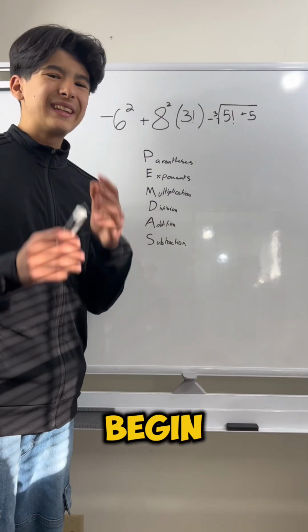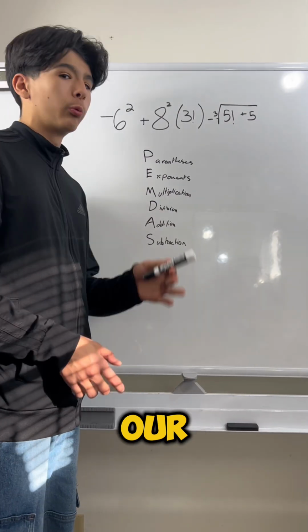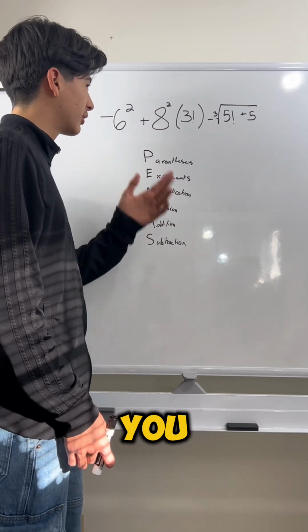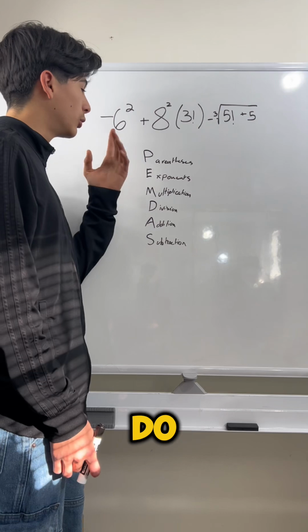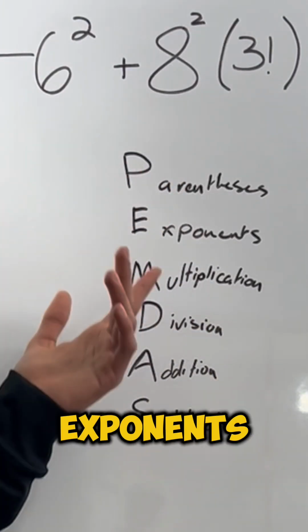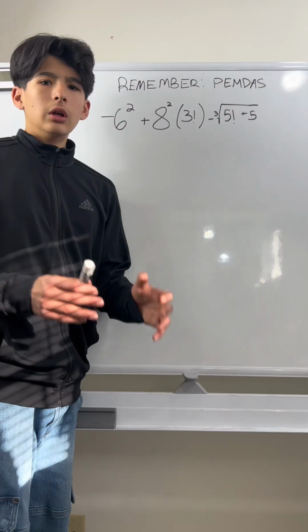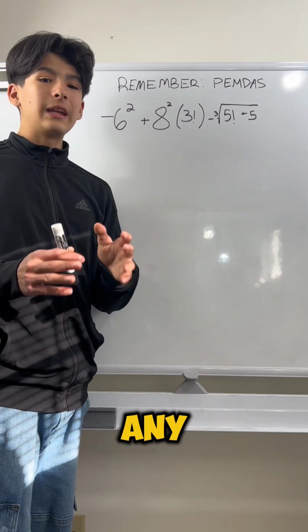In order to even begin solving this, we first have to think about our rules for order of operations. I use PEMDAS. PEMDAS is the order that you solve equations like these in. First you do what's in the parentheses, then you solve any exponents, then multiplication and division, and addition and subtraction. So first, with this equation, we have to find any parentheses.